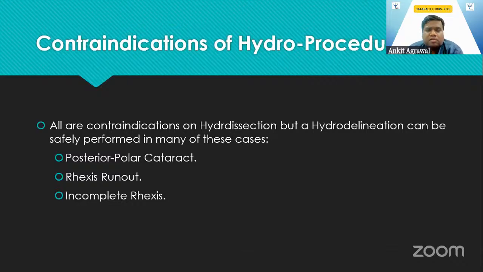Now, the first topic, that is contraindications for hydroprocedures. Most of the contraindications for hydroprocedures are relative contraindications now. Earlier, we used to be taught that we don't have to do this, but now various techniques have come up, and hydrodelineation can be done in places where hydrodissection is really contraindicated. Common examples are posterior polar cataracts, or if the rhexis has already run out, or it's an incomplete rhexis, that is, you have a big tag somewhere. In those cases, we were taught in the beginning of our careers that we should not do hydrodissection. But a slow hydrodissection or a hydrodelineation can be done in these procedures.